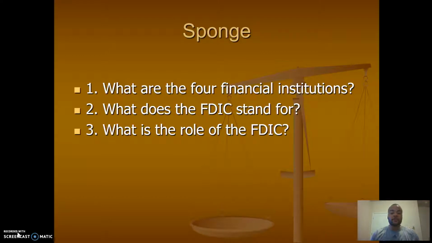All right, so first things first, I want you to complete the sponge activity. Just simply answer 3 questions. What are the 4 financial institutions? What does the FDIC stand for? And what is the role of the FDIC?